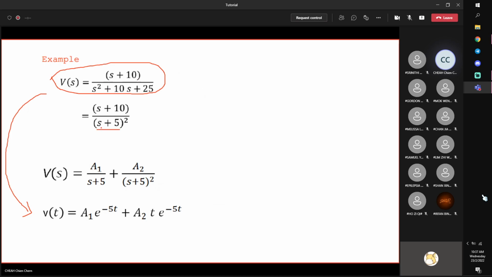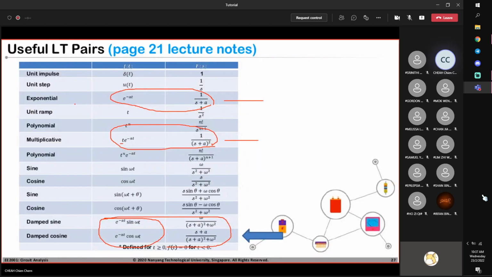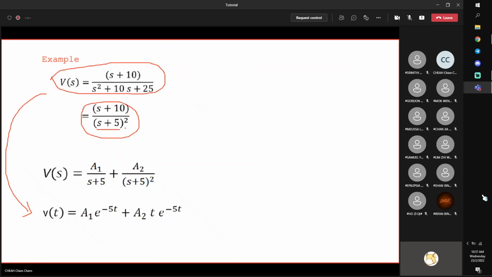When you factorize it, you realize that it's not two distinct factors. It's a repeated one: (s plus 5) squared. All right? (s plus 5) squared. Now, this term cannot be found in your table. There's no such term. If you can find it, then just directly take it. If you cannot find it, actually there's one easy way, right? s plus 10 is s plus 5 plus 5. Why do I get this 5? Because here it's s plus 5. Then you divide it by (s plus 5) squared.